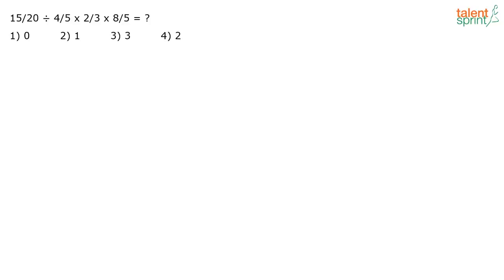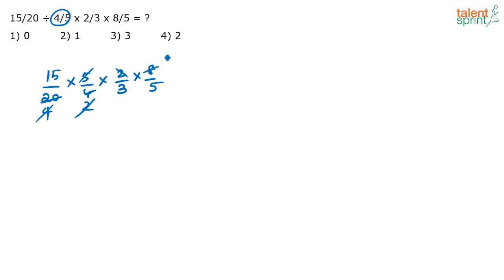Again, a very easy question on simplification. So what should you do? See, 15 divided by 20. You can take the reciprocal of this and multiply. This will become 5 by 4 into 2 by 3 into 8 by 5. Then you have 4, then you have 2. This and this will get cancelled, 5 3s are 15, this will also get cancelled, so you are left with 1. Answer is option 2.